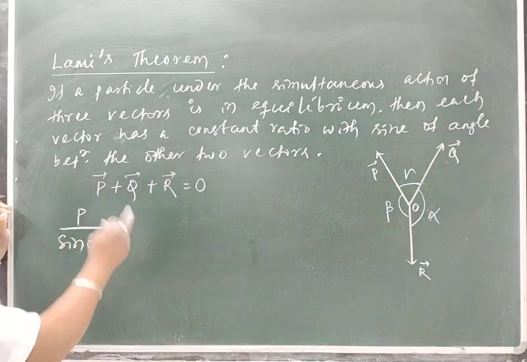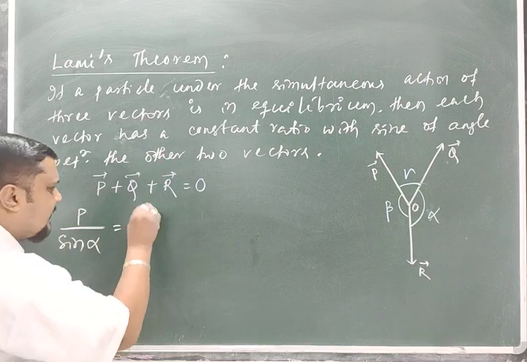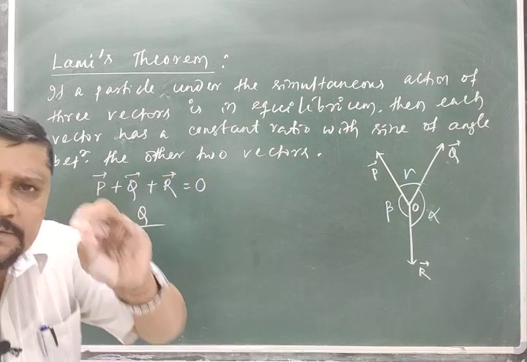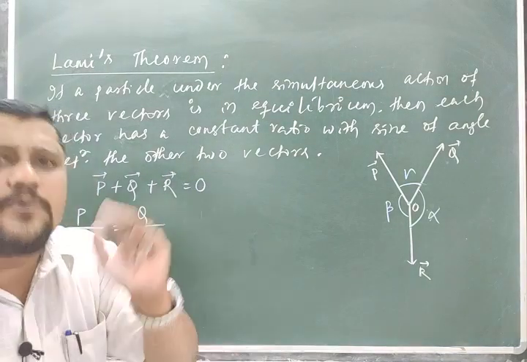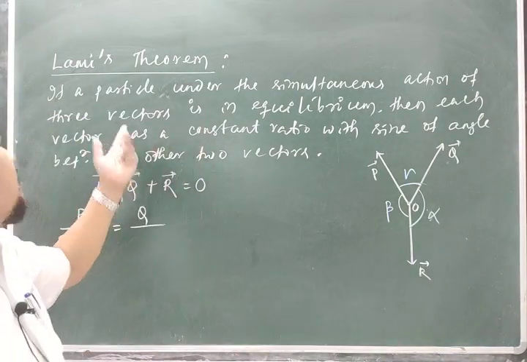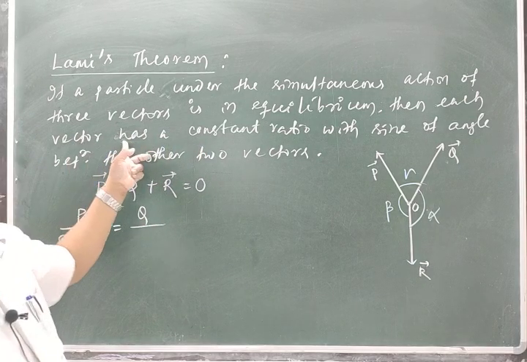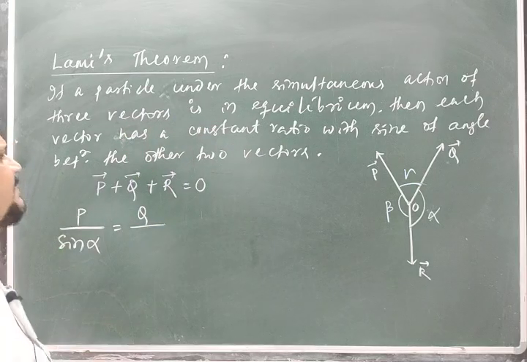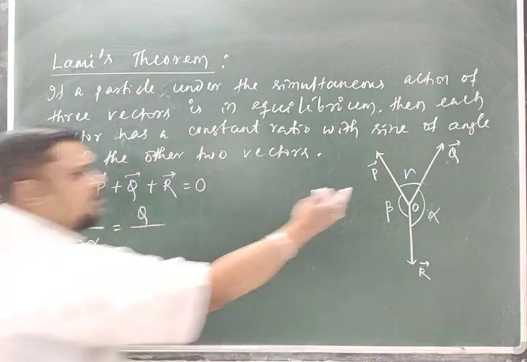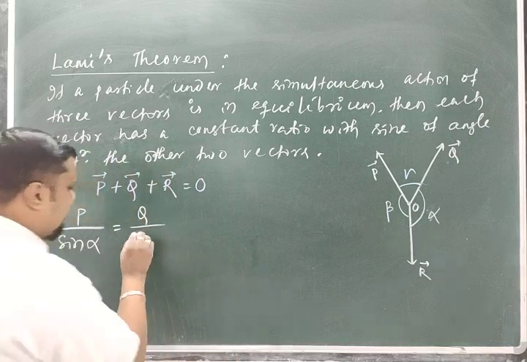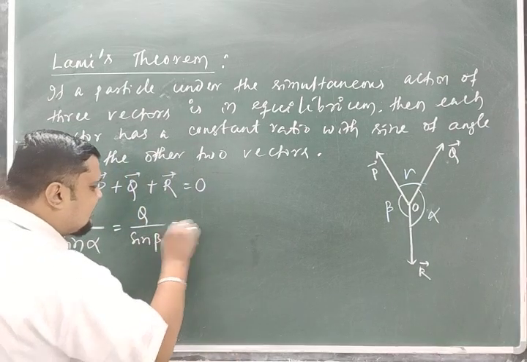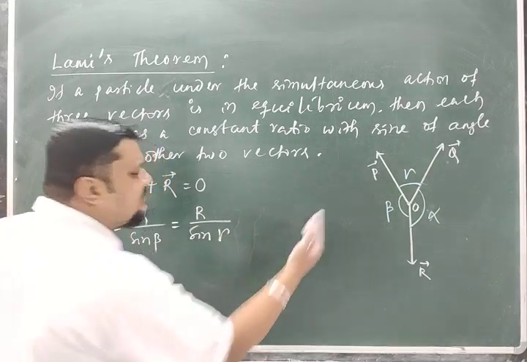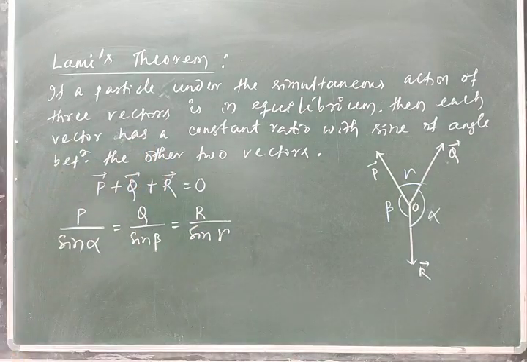Similarly, this is a constant. Then one can consider Q also. It is not given specifically that we will consider P only, or Q only. If you consider each vector, any one vector has a constant ratio with the sine of the angle between the other two vectors. If I consider Q, the other vectors are P and R, the angle is beta, so this is Q by sin beta. This is equal to R by sin gamma, and that is equal to a constant.